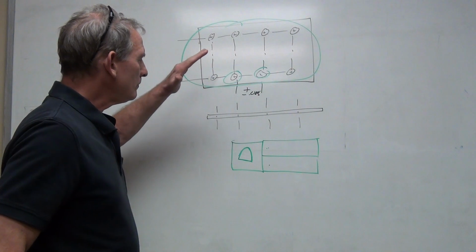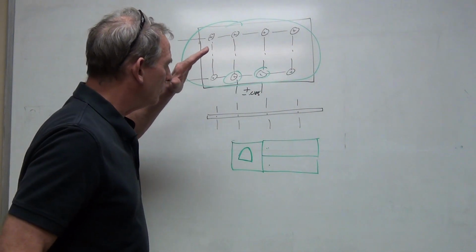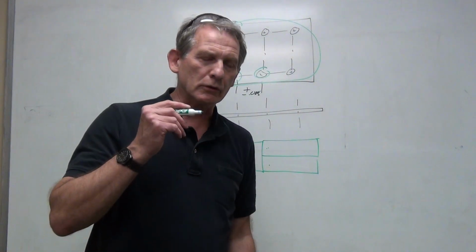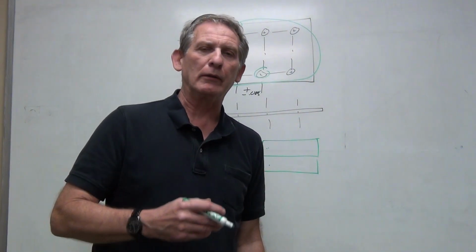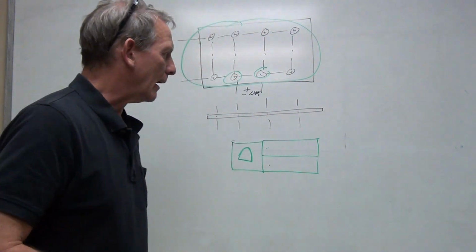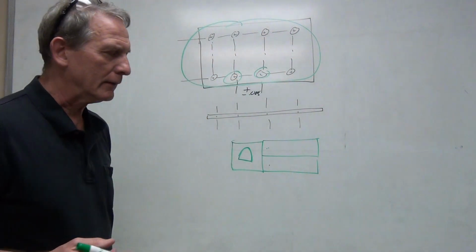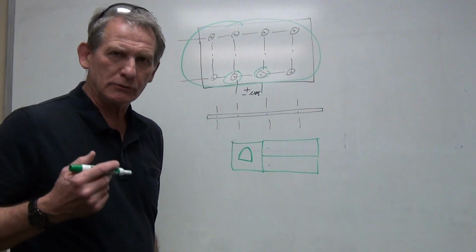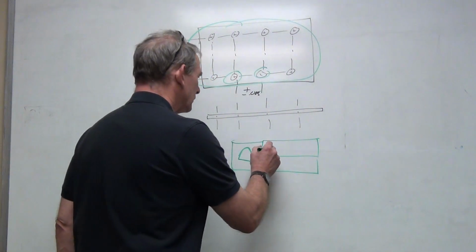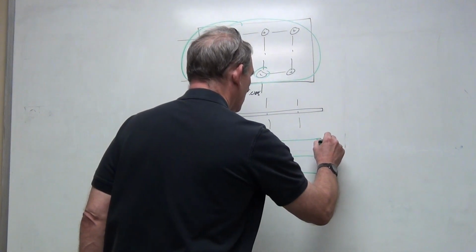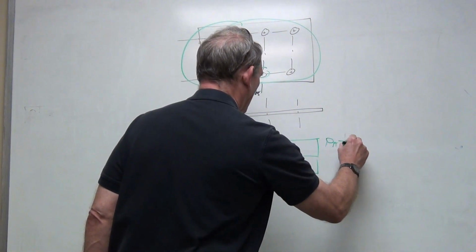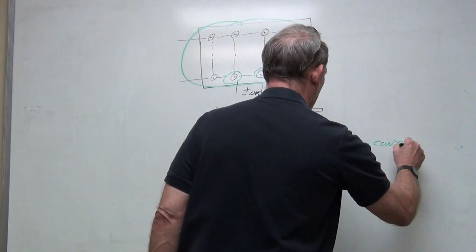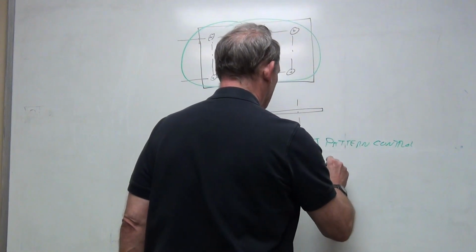And then we use the other box to control the holes as a pattern rather than as individual features. And what you're always going to find is that the pattern locating tolerance is generally going to be larger. So the larger tolerance will be up here. So let's call this the pattern control. And we'll call this the feature control.